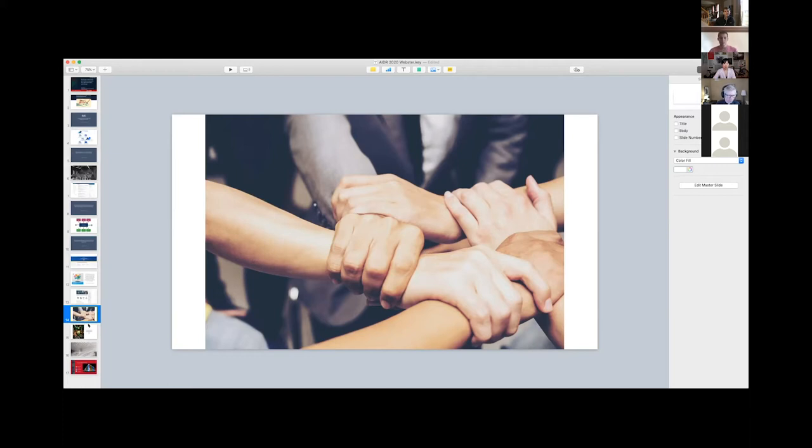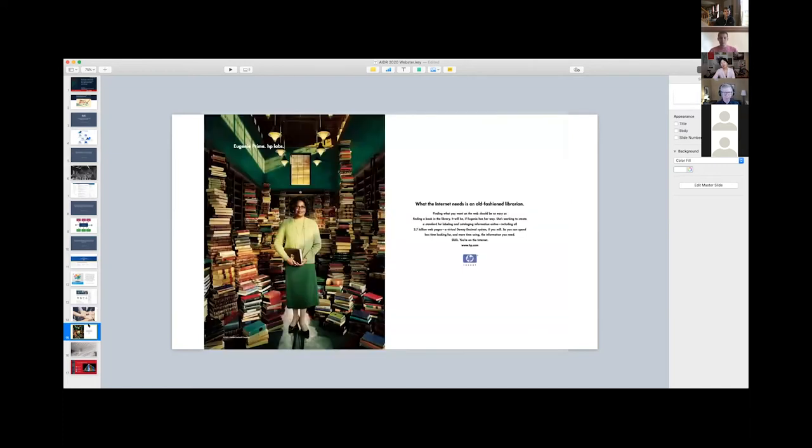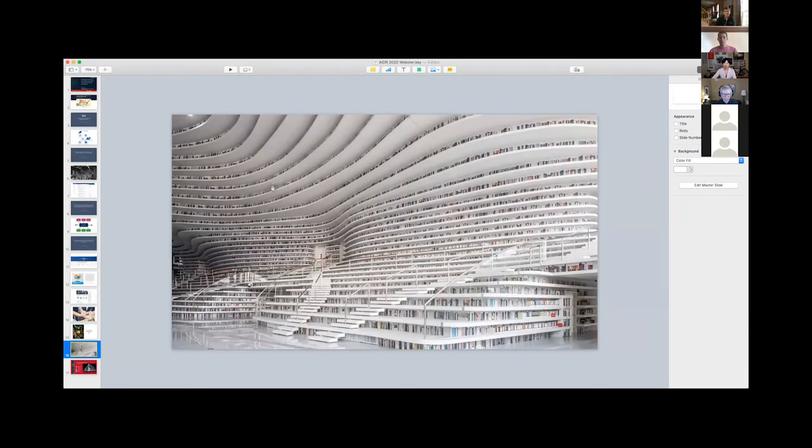I'm reminded of something that came out 20 years ago, an ad from Hewlett-Packard that said that what the internet needs is an old-fashioned librarian. And time has moved on, but I think that sentiment maybe is right, that we in libraries are potentially at the heart of this community of data sharing. Maybe not this kind of library, but there is a library out there that is waiting for the next wave of community building, and we are ready to help.